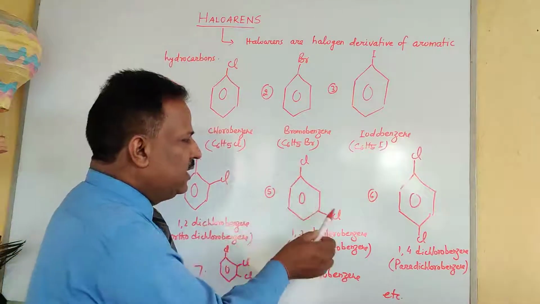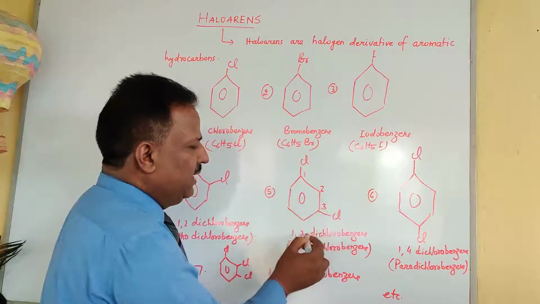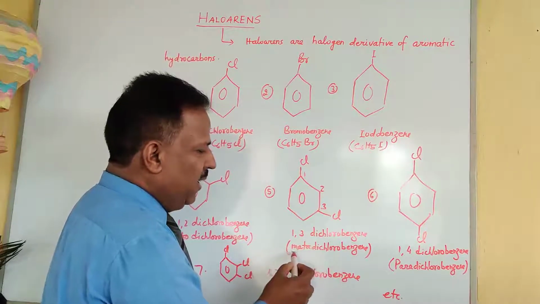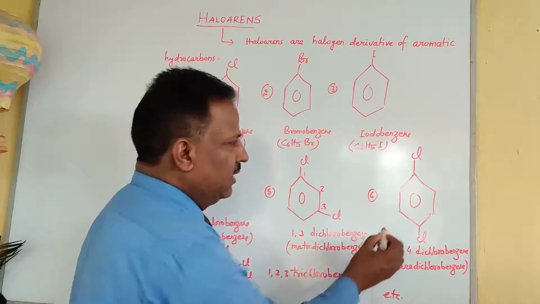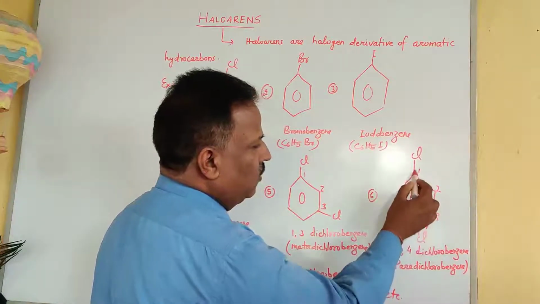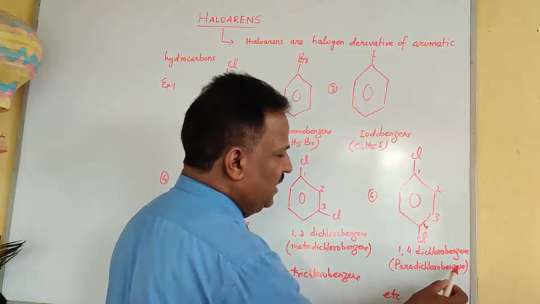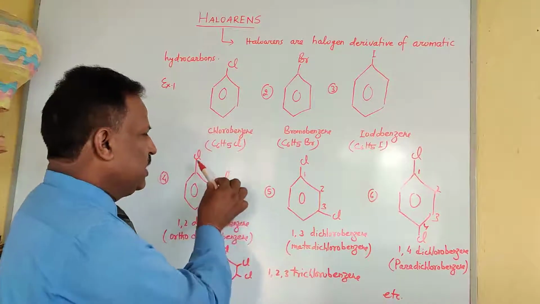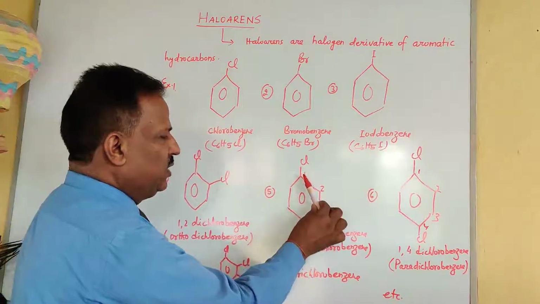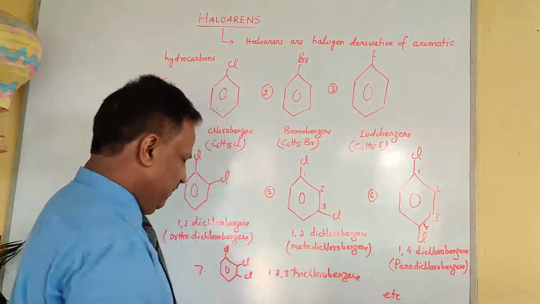It is 1,3. Here it is 1, 2 and 3. 1,3 dichlorobenzene or meta-dichlorobenzene. If it is 1, then it is 2, 3, 4. 1,4 dichlorobenzene. This is para-dichlorobenzene. So the 1,2 position is the ortho position, the 1,3 position is the meta position, and the 1,4 position is the para position.